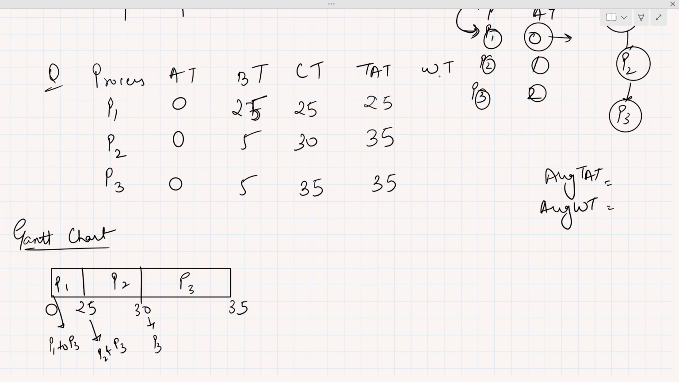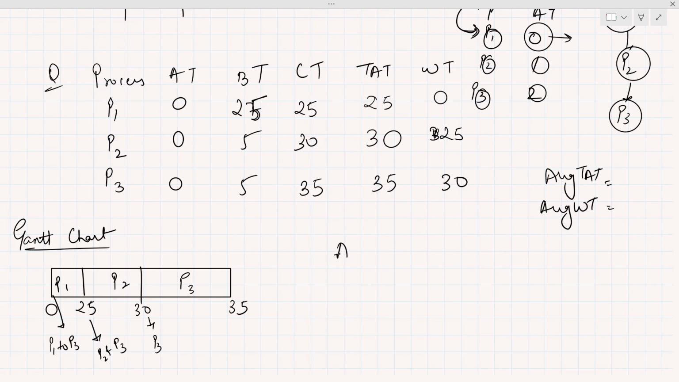Simple. Waiting time. Waiting time is what? TAT minus burst time. Waiting time is turnaround time minus burst time. So TAT minus burst time, 25 minus 25 for P1, it becomes 0. 30 minus 5, so it becomes 25. 35 minus 5, it becomes 30.